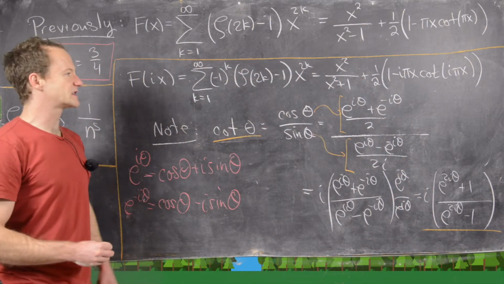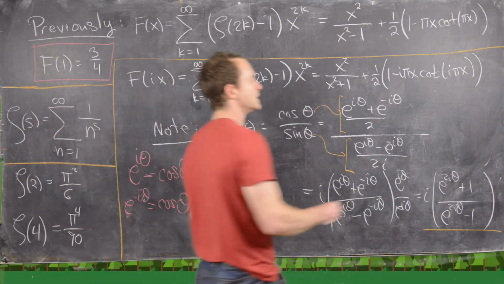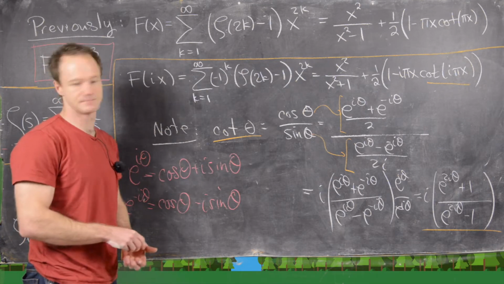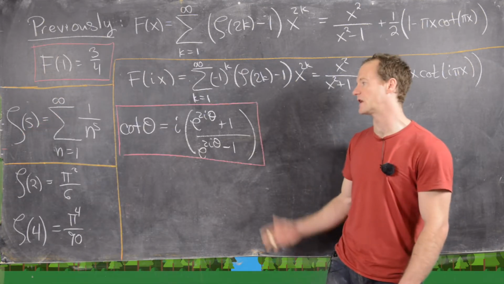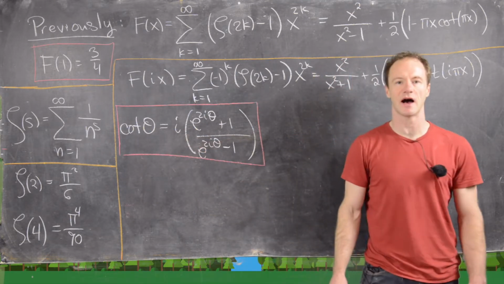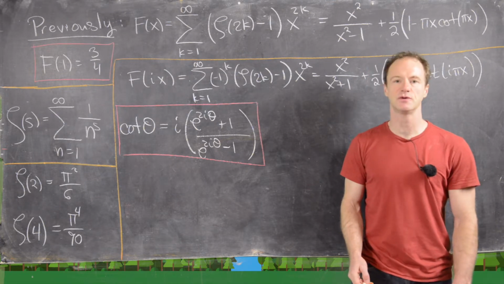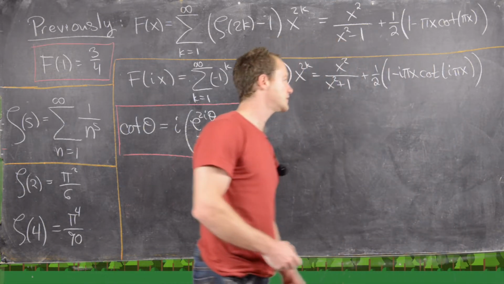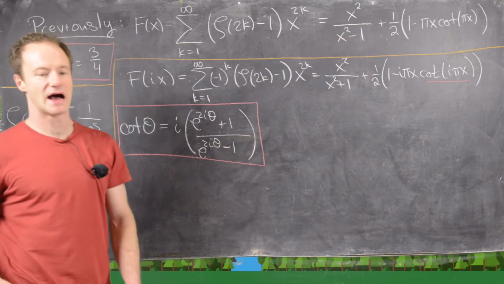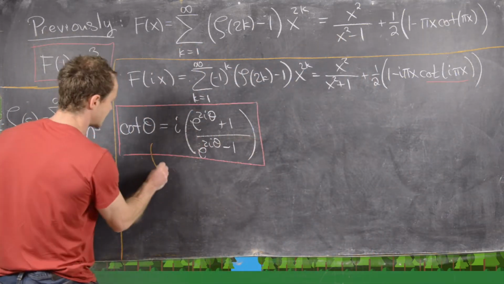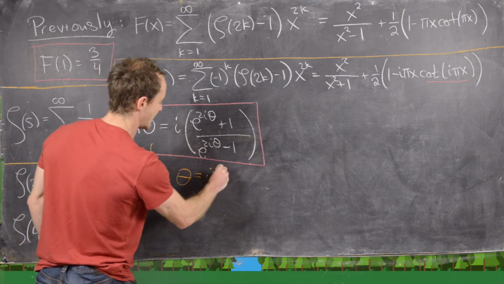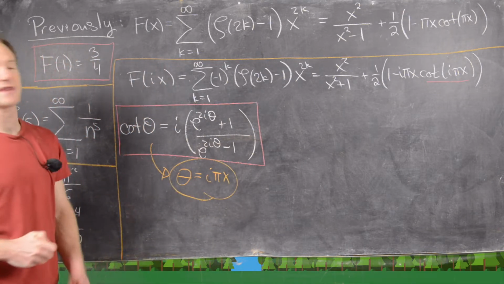Okay, so now let's clean up the board, and then we'll use that in order to simplify this cotangent of i pi x. Okay, so in the previous board we calculated this version of cotangent of theta. So cotangent theta is i times e to the 2i theta plus 1 over e to the 2i theta minus 1. Now we want to use that in order to simplify this cotangent of i pi x. So in other words, we'll take this formula and we're going to set theta equal to i pi x. So let's see what that gives us.